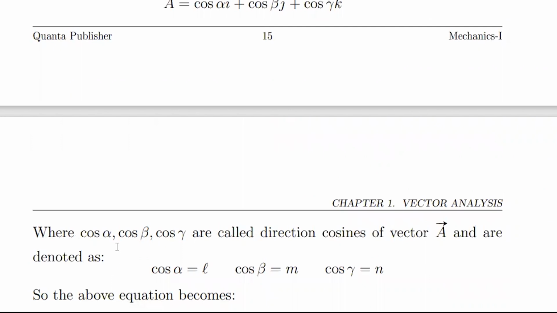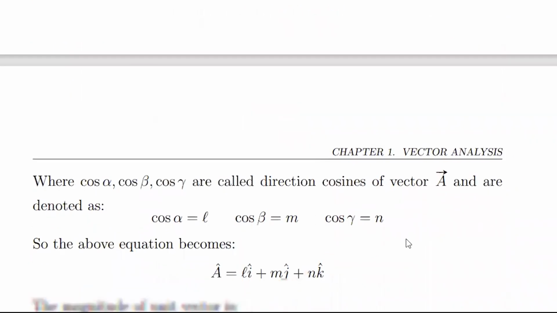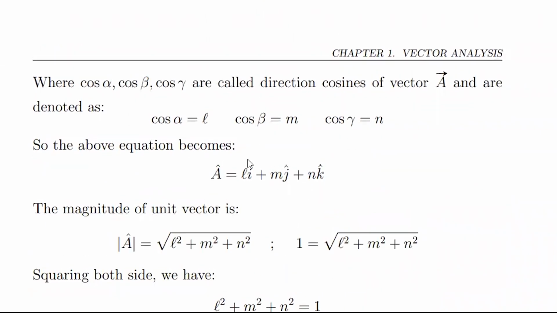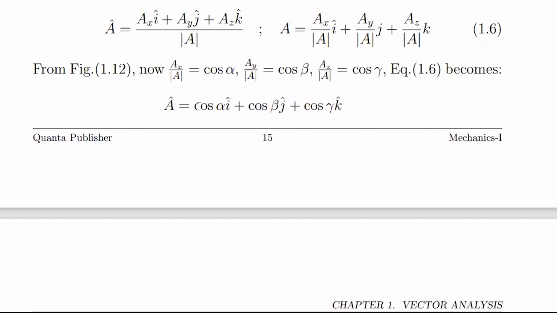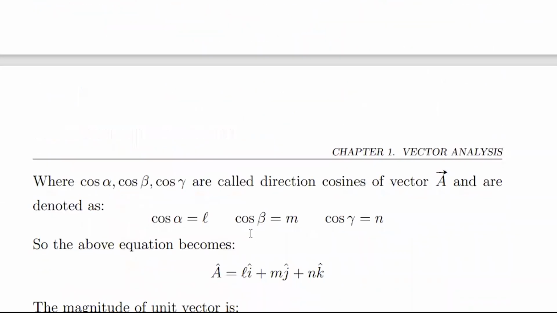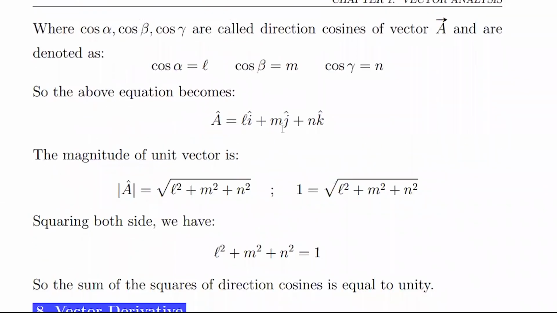Where cos alpha, cos beta, and cos gamma are termed as the direction cosines of vector A, and they are denoted by these conventional signs in mathematics. Sometimes cos alpha is denoted with l, cos beta with m, and cos gamma with n. So in this equation we will write l, m, and n, and we get the equation l i, m j, and n k.